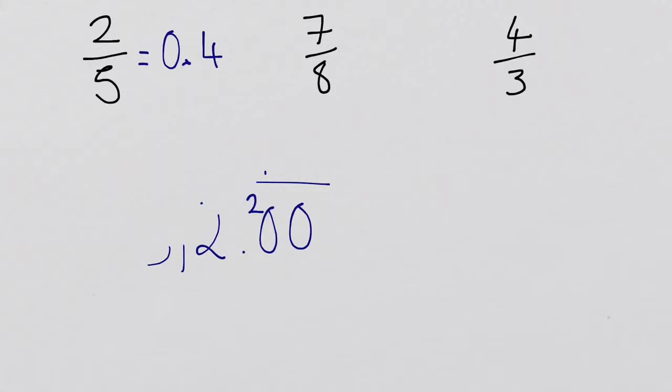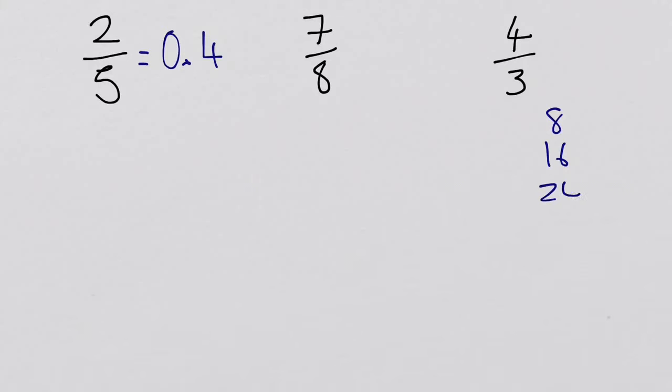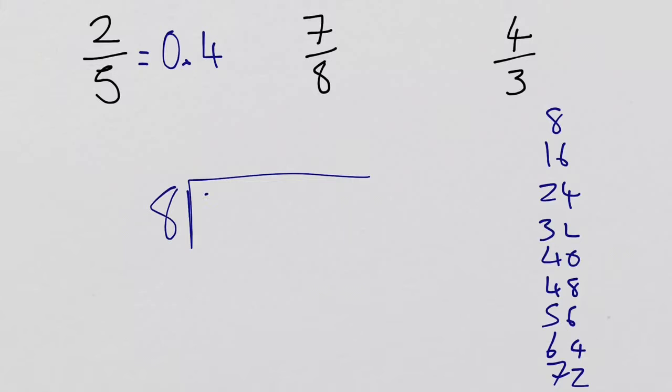The next one, the 8 times table, so you might want to write out the 8 times table before we start. So 8, 16, 24, 32, 40, 48, 56, 64, 72. So 8 goes on the outside, 7 on the inside, and a few zeros. How many 8s in 7? There's none, with 7 left over.